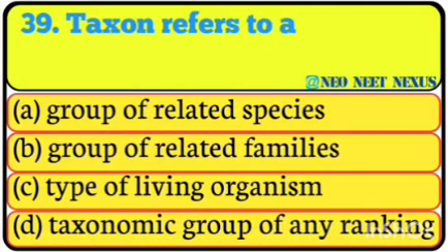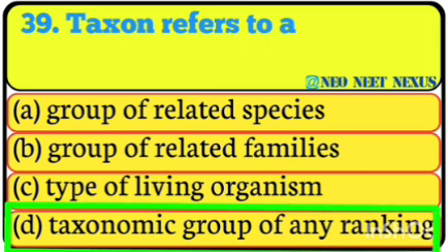Next, taxon refers to A. Group of related species, B. Group of related families, C. Type of living organism, D. Taxonomic group of any ranking. Correct answer is option D. Taxonomic group of any ranking.